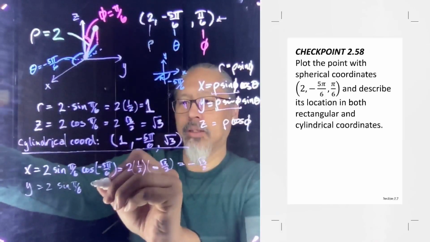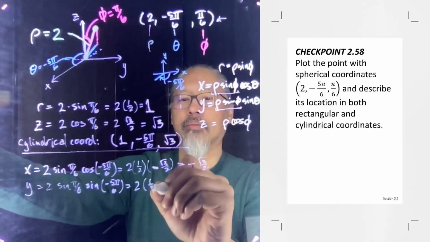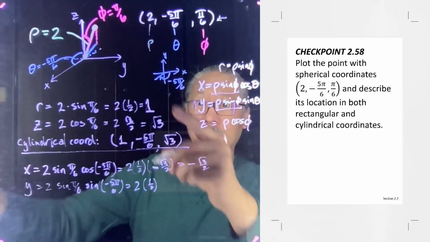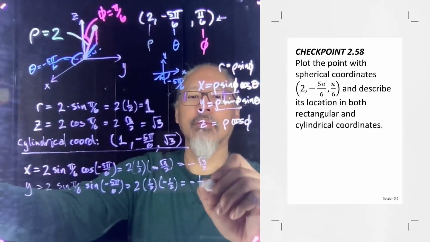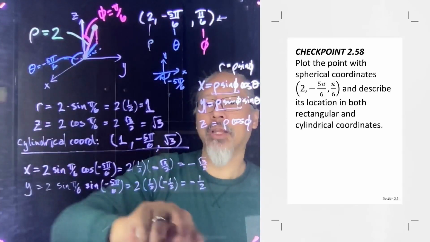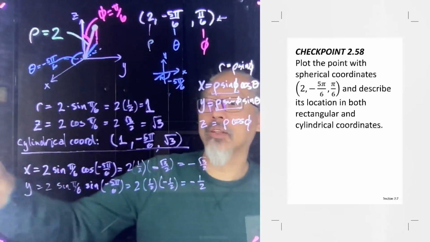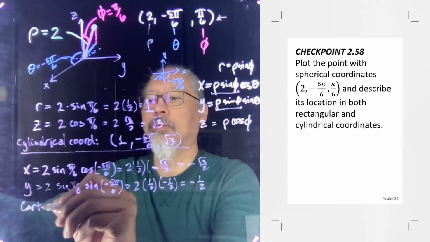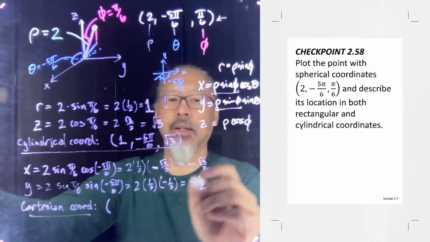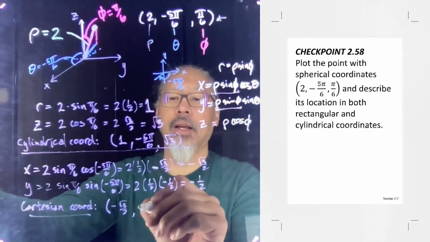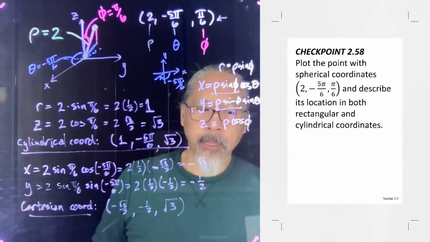And y is equal to 2 sine pi over 6 times sine of negative 5 pi over 6. The reference angle is pi over 6, the sine of that is 1/2, but it's in the third quadrant, so it's negative 1/2. That makes sense because it looks like the x and the y should be negative. The z is positive, it's above the xy plane, so we are in fact in the third octant. And then your Cartesian, or rectangular, coordinates are given by x, negative root 3 over 2, y, negative 1/2, and z, square root of 3. Okay, that's it. I hope that helps.